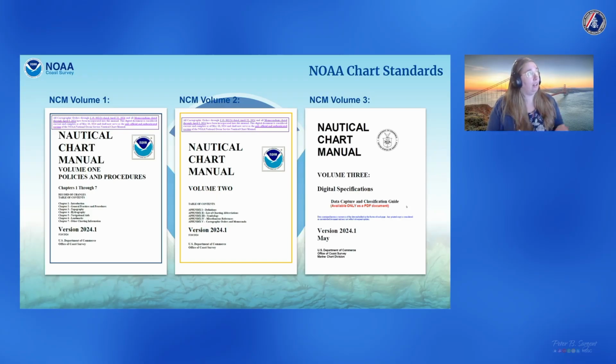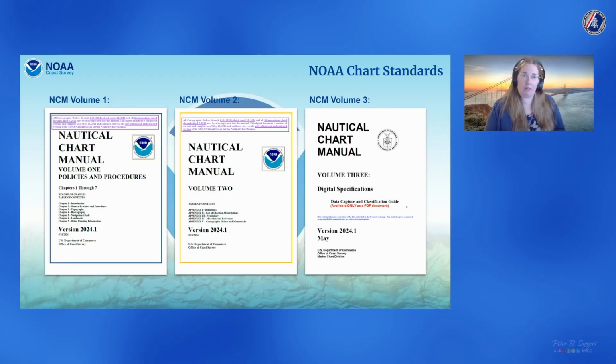So let me give a brief summary of each volume. We have Volume 1, which was initially the very first part of the Nautical Chart Manual. It was originally written in 1920, so it is over 100 years old. It started out to be a 34-page pamphlet, and it has grown to more than 3,000 pages for all 3 volumes.